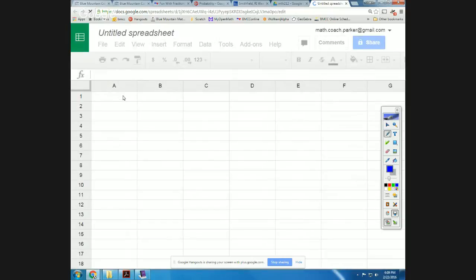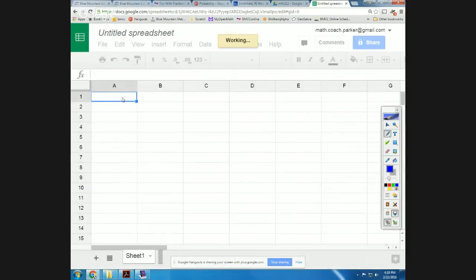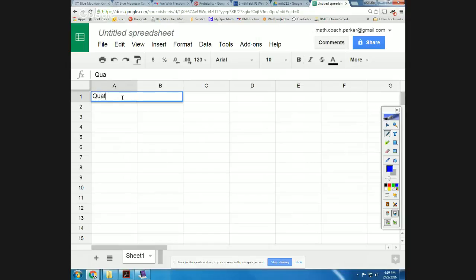Google Sheets. You're slow today. Okay, so let's say I have a quarter and a dime. And let's say I like tails. A tail is a 1 and a head would be a 0, say.